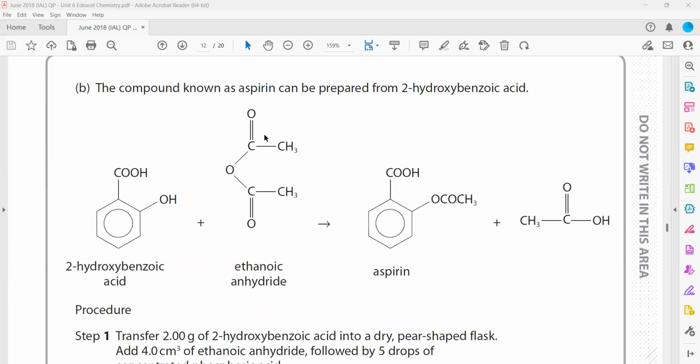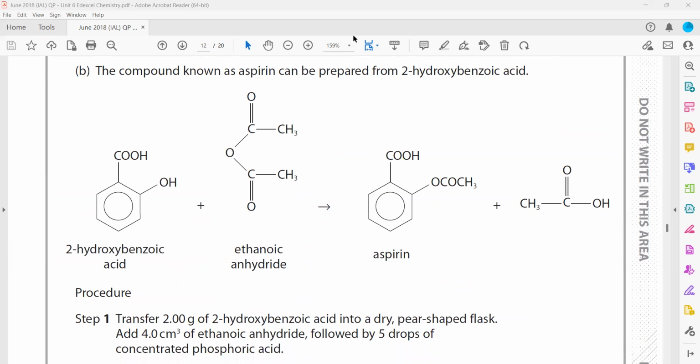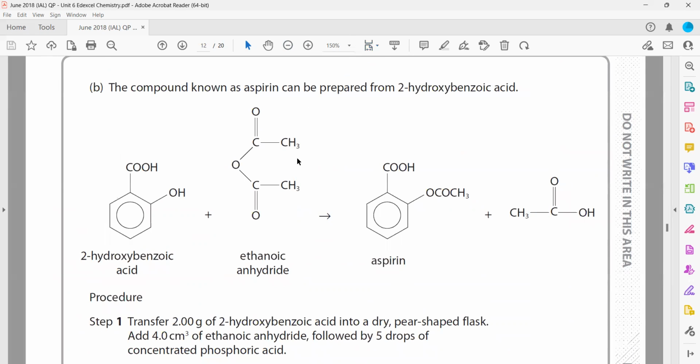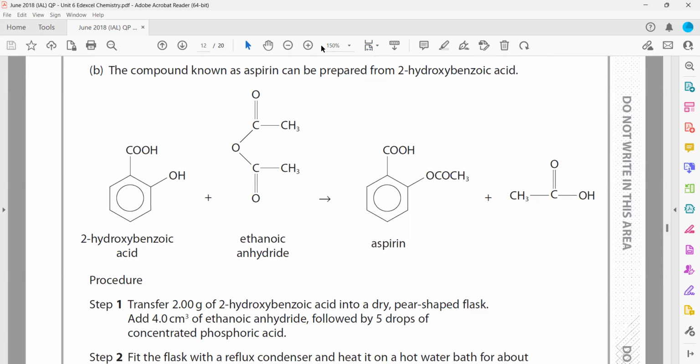The compound known as aspirin can be prepared from 2-hydroxybenzoic acid. So aspirin, which is used as a painkiller, can be manufactured from this 2-hydroxybenzoic acid. So first we have 2-hydroxybenzoic acid. Then this is the anhydride of ethanoic acid. When we mix them with each other, it will turn into aspirin.